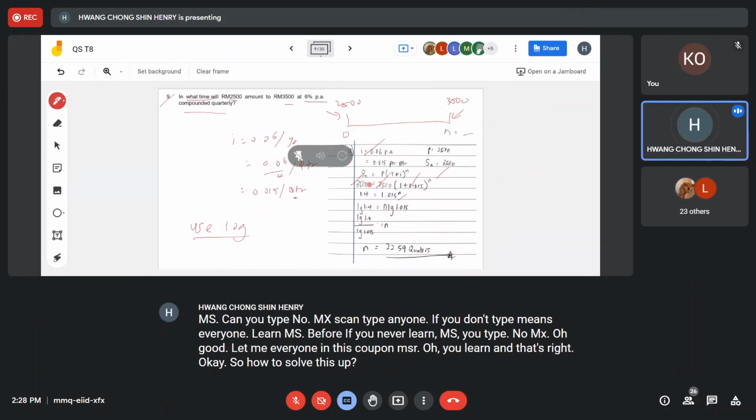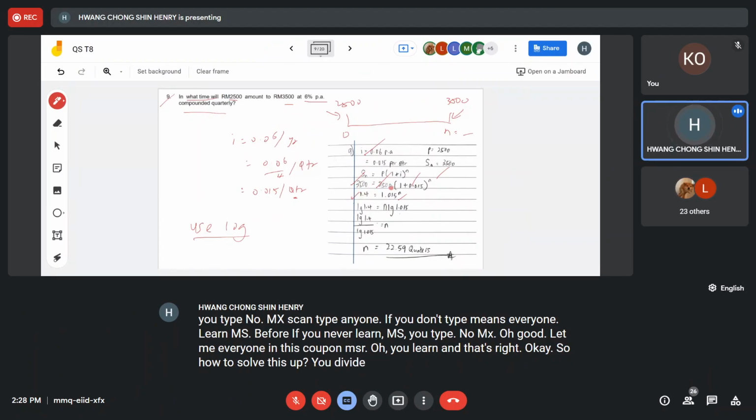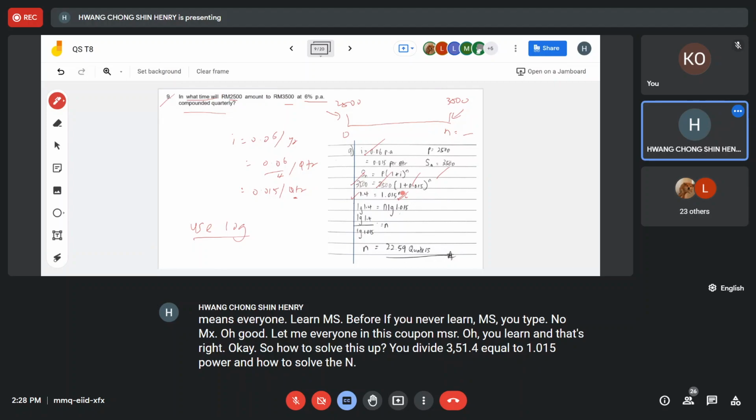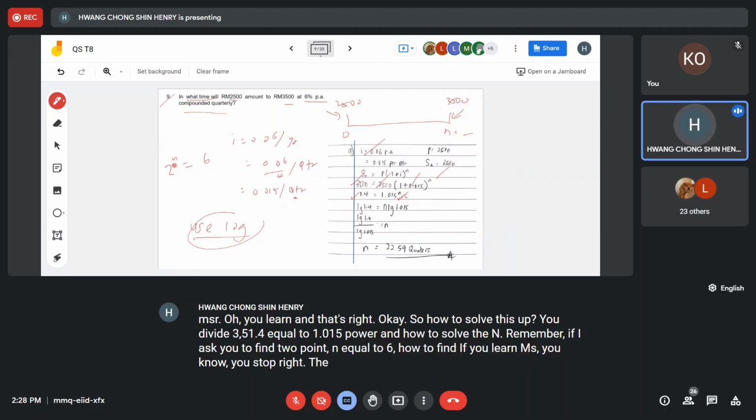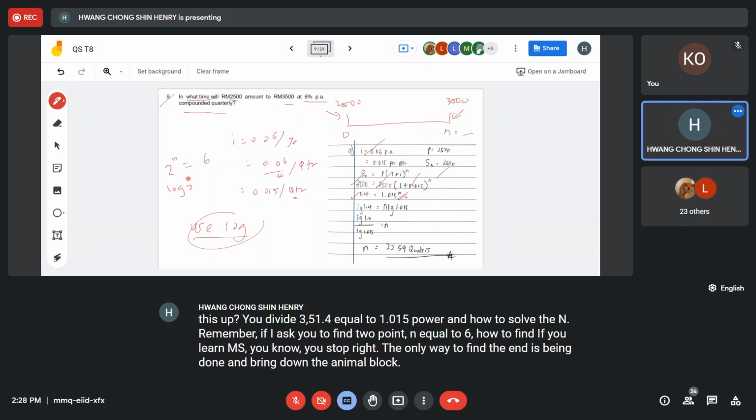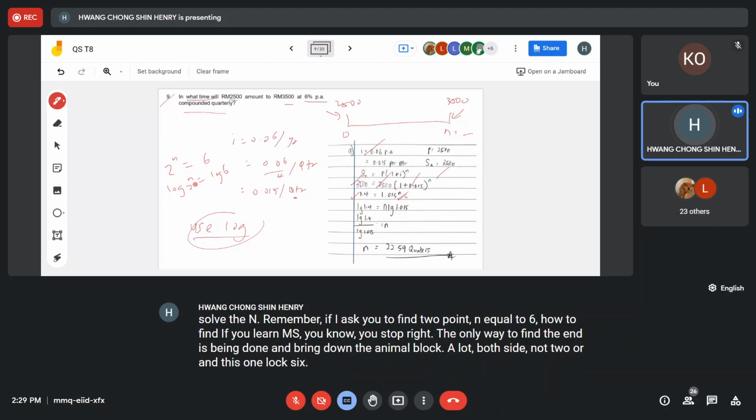You divide 3005 by 2000, and 1.4 equals 1.015 to the power n. How to solve for n? Remember, if I ask you to find n where 2 to the power n equals 6, how do you find n? If you learned MX, you know to use log, right? The only way to find n is to bring down the n. To bring down the n, you must have a log. You log both sides: n log 2 equals log 6. Fair enough. So how to find n?